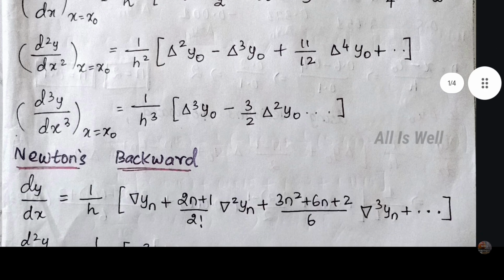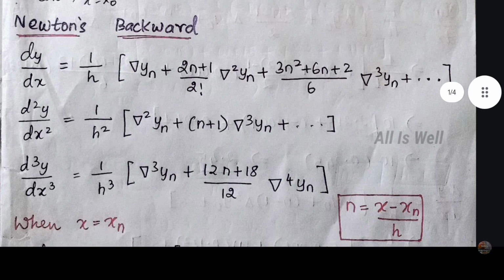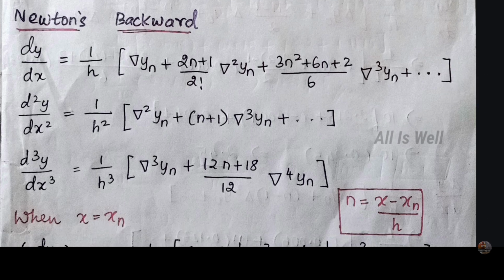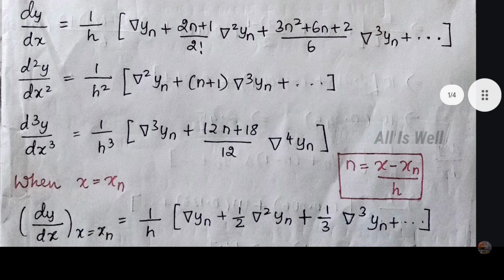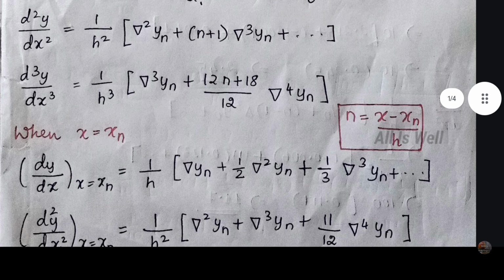The next type in numerical differentiation is Newton's backward. These are the formulas for the first, second and third derivative when x is not equal to xn. (x minus xn) by h gives the value of n. You could simply remember, for the first derivative, 1 by h into del yn plus del square yn plus del cube yn in increasing order. Likewise, in the second derivative, 1 by h square multiplied with del square yn plus del cube yn in increasing order. And for the third derivative, 1 by h cube multiplied by del cube yn plus increasing order.